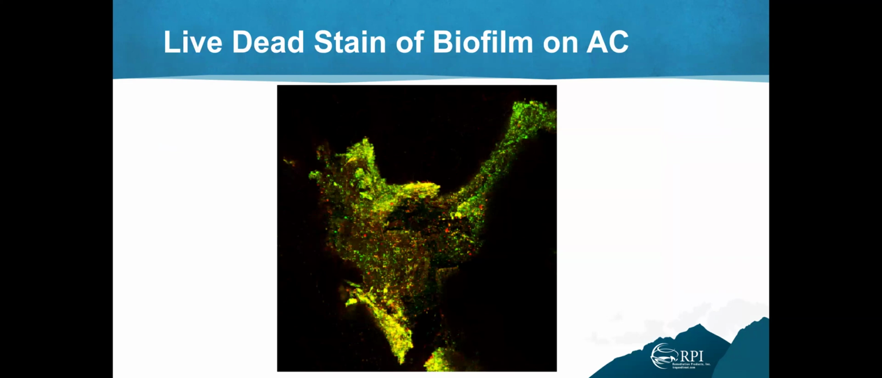So here's a great picture. This is a live-dead stain of activated carbon with bacteria growing on it. The green dots are live bacteria. The red dots are dead bacteria. And thus you see this film on this activated carbon. I just like the picture, so that's why I'm showing it to you.